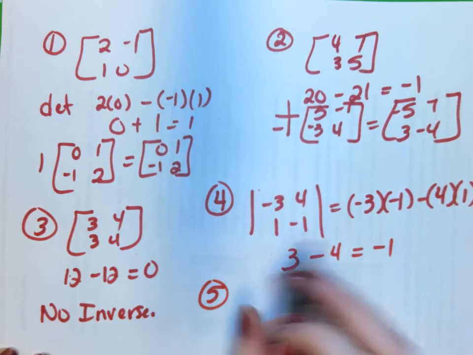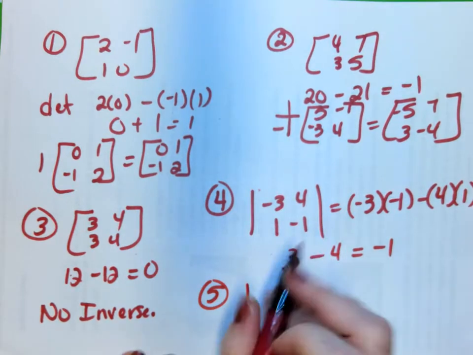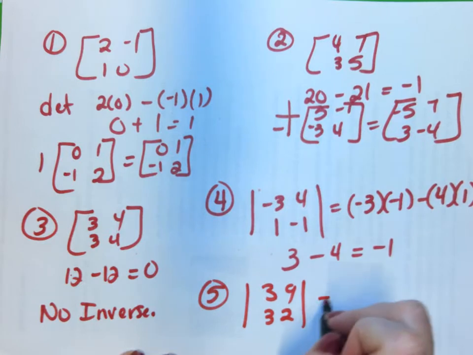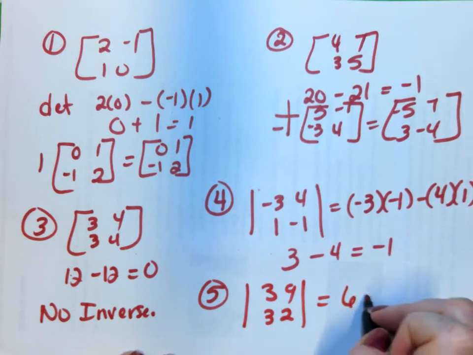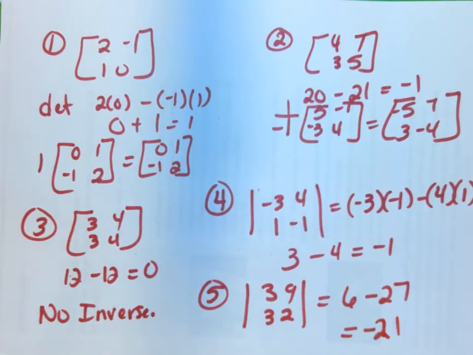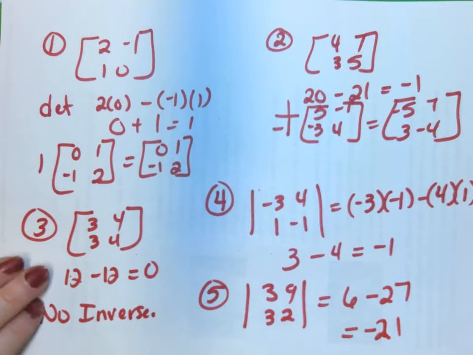Number 5. We'll go to the next page for the last one here. 3, 9, 3, 2. Again, find the determinant. That's 6 minus 27. 6 minus 27 is a negative 21. Bad brain there. Negative 21 is correct.